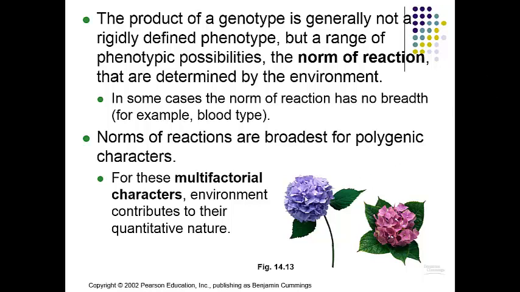Here we see an example on the bottom right. Both of these flowers are hydrangeas. Both of these flowers have the exact same genotype. However, they have a different phenotype. That's because the color of the flower is determined by the pH of the soil that they live in. So you see that the environment plays a large role in the expression of this gene. So for this plant, the norm of reaction for this genotype is very broad. It's very wide, and the environment plays a large role in it.